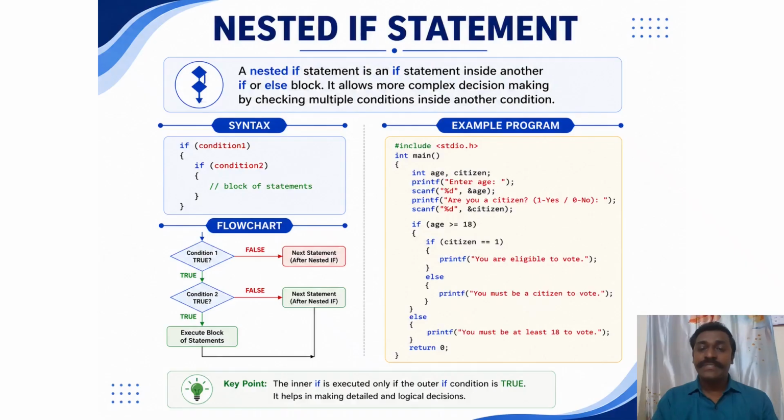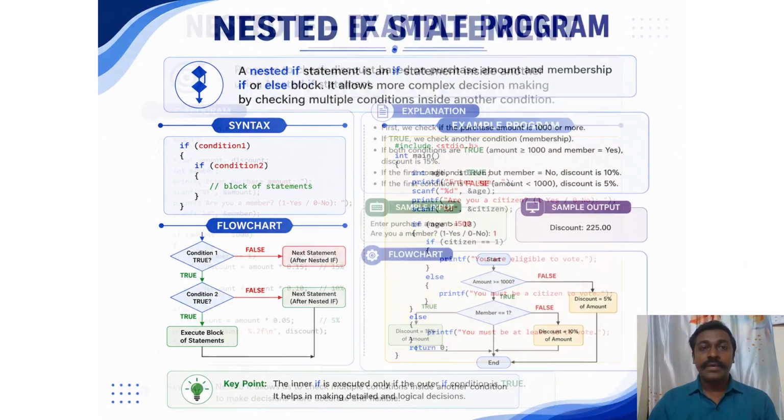Then in the outer if's else, we write "you must be at least 18 years to vote". So the inner if is executed only if the outer if condition is true. Otherwise, the inner if will not be executed; directly it will say you must be 18 years old.